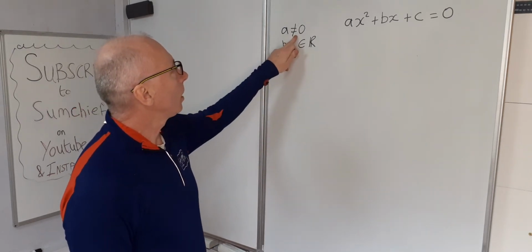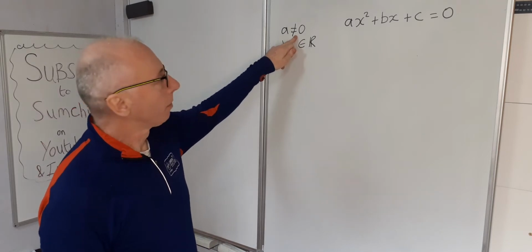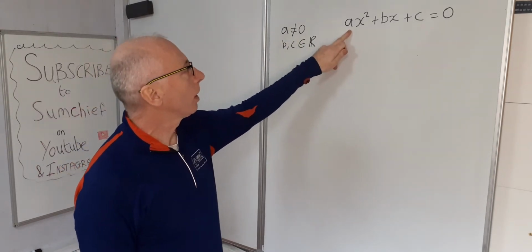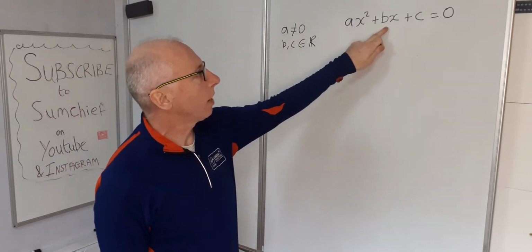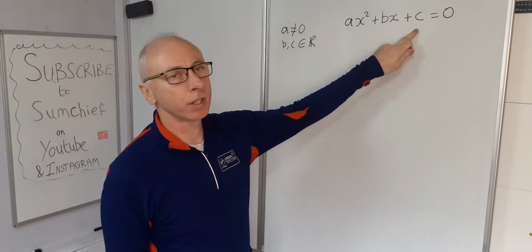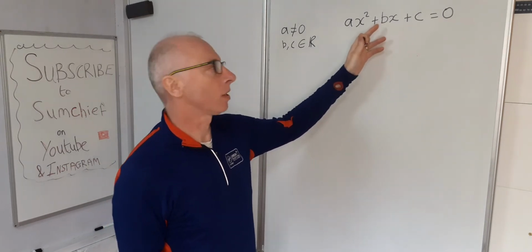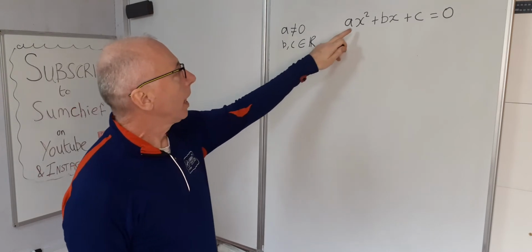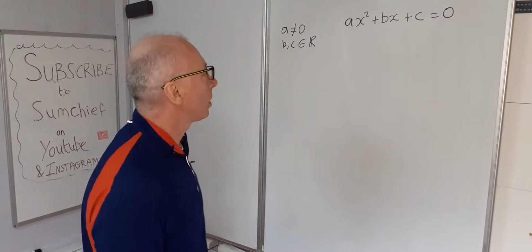Well, first of all, we need to know that a is not 0. So this term here, if that was 0, we'd just be left with bx plus c, which would be a linear term, in which case it'd be very easy to solve. So ax squared plus bx plus c. Okay, where do we start?